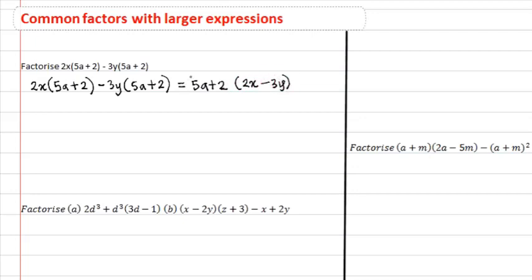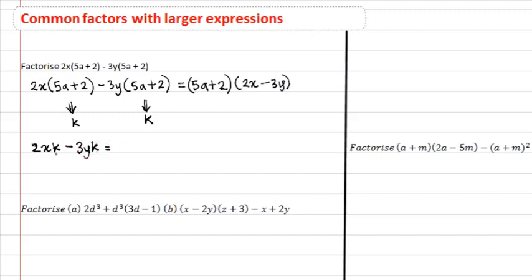Okay, so this is our final answer. You can see now, let's assume this whole place is letter k, and this whole place too is letter k. So we'll write the problem like this: 2x k minus 3y k.